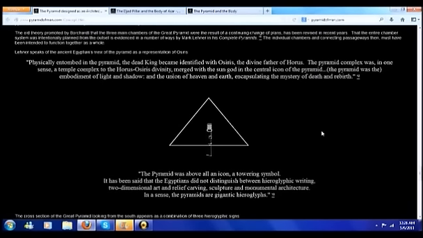This is pyramidofman.com. I'll leave the link below. There's been many theories put out there about the pyramid. I thought I'd throw this out there. I found it interesting.